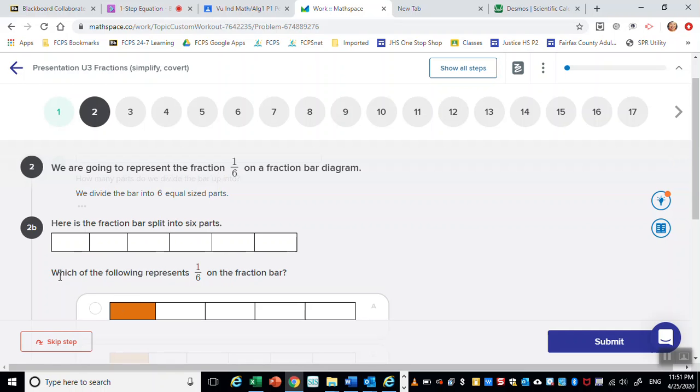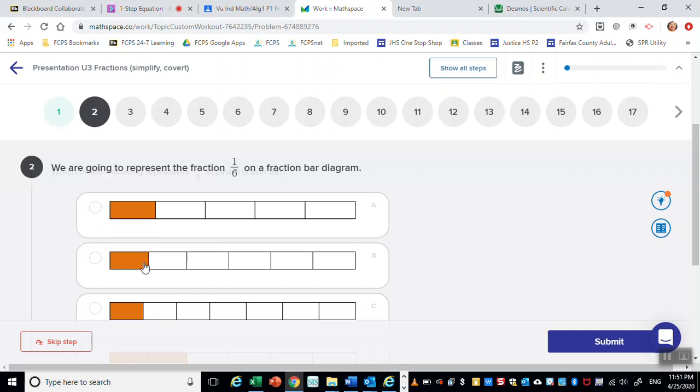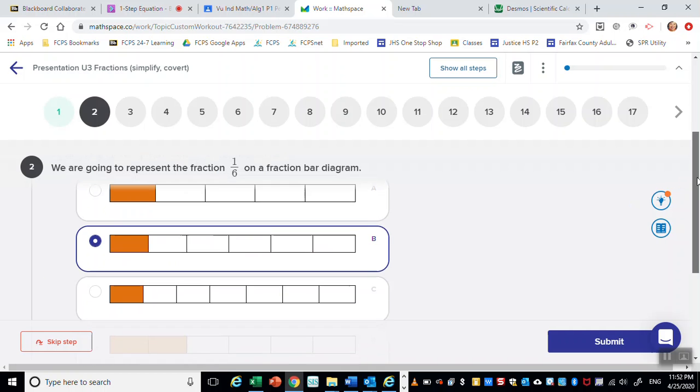The next question asks which of the following represents 1 out of 6, 1/6 of the fraction bar. 1 out of 6. You need 6. 1, 2, 3, 4, 5. No, you need 6 total. This is 1, 2, 3, 4, 5, 6. If this is 6, and then 1 is in orange, so that is the 1.